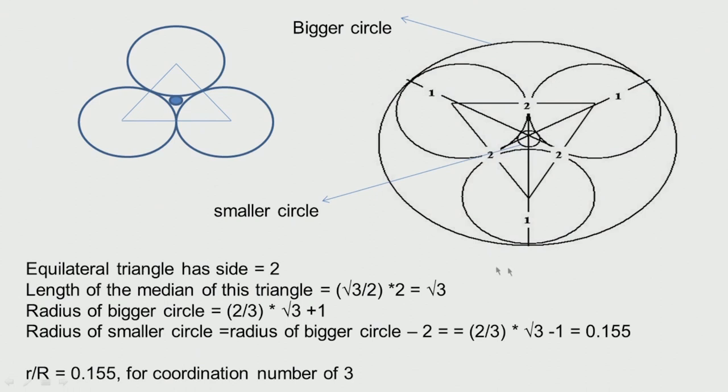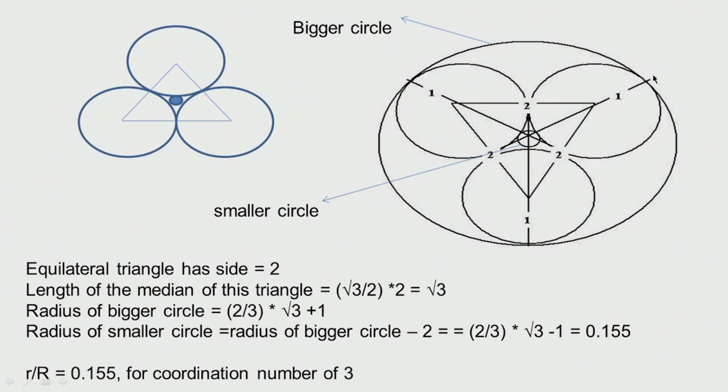The radius of the bigger circle is equal to this length plus this length, and this length is 1. Now, what is this other length? It is 2/3 of this median, so 2/3 of square root of 3, plus this 1. Do you understand? So the radius of this bigger circle is made up of this length plus this radius. This radius we will call 1. Now this length is 2/3 of the median of this triangle. The median is square root of 3, so 2 by 3 into square root of 3.